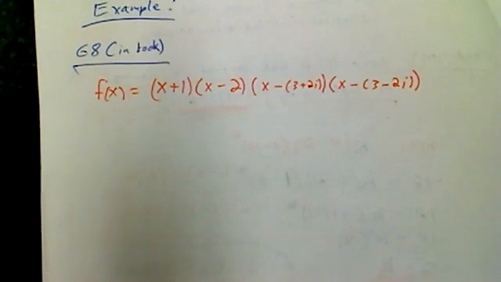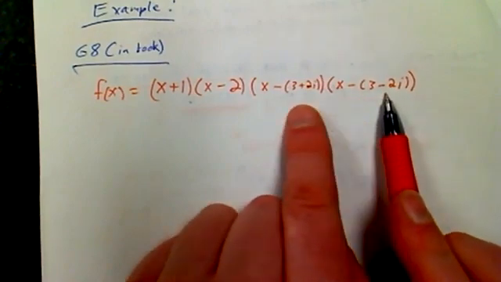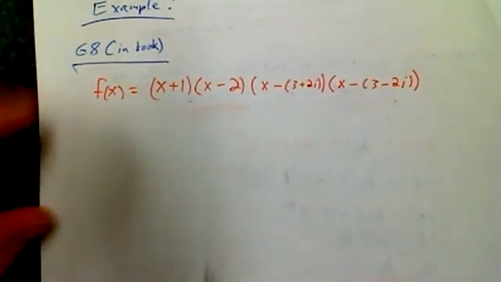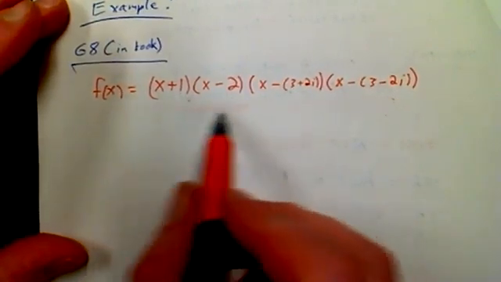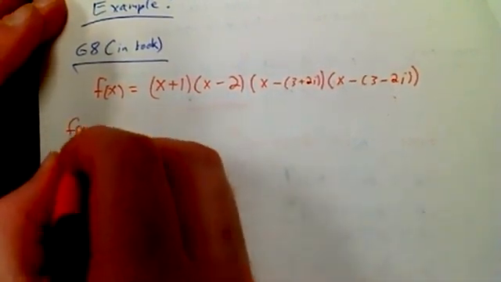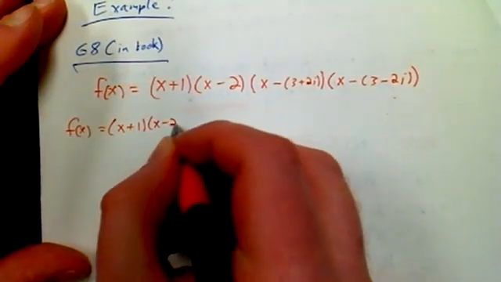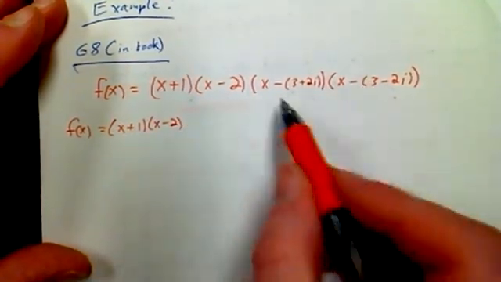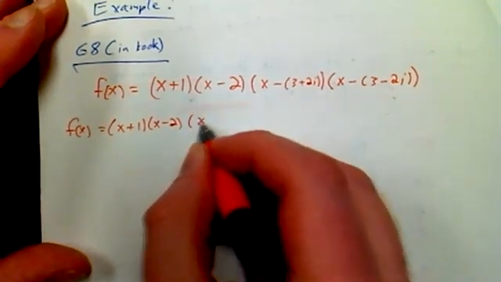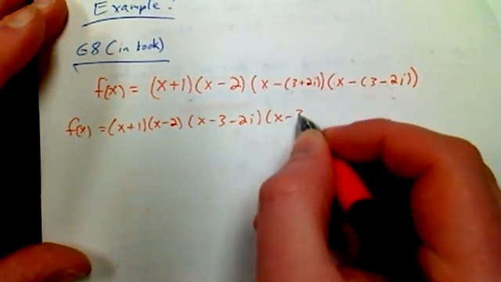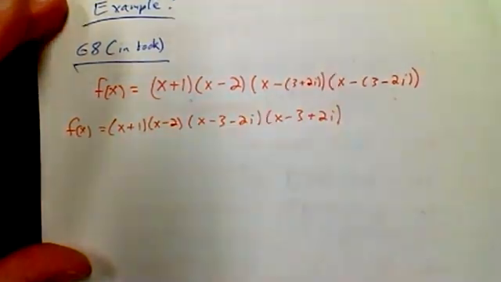Because I just want a polynomial function with real coefficients. Putting in this complex conjugate of this one ensures that, okay? So I'm just going to leave these alone right here for now. And just to make things maybe a little bit easier, I'm going to go ahead and distribute the negative here. So this is x minus 3 minus 2i and x minus 3 plus 2i, okay?